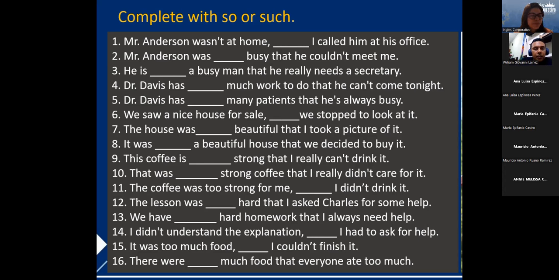Number six. We saw a nice house for sale. So we stopped to look at it. Last one. Seven. The house was so beautiful that I took a picture of it.